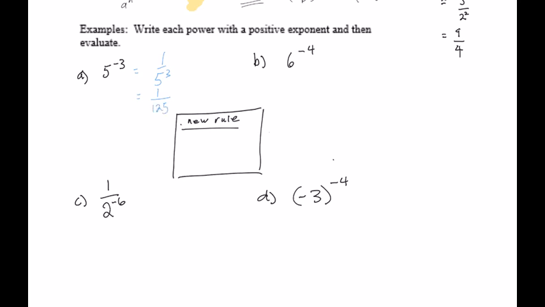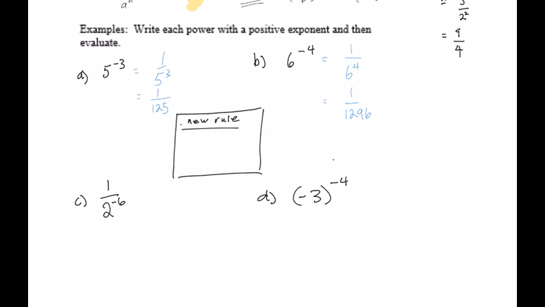For 6 to the negative 4, we can write this as equal to 1 over 6 to the 4. By doing our calculations, what we should get is the following. 1 over 6 to the 4 is 1296. So it ends up being 1 over 1296.